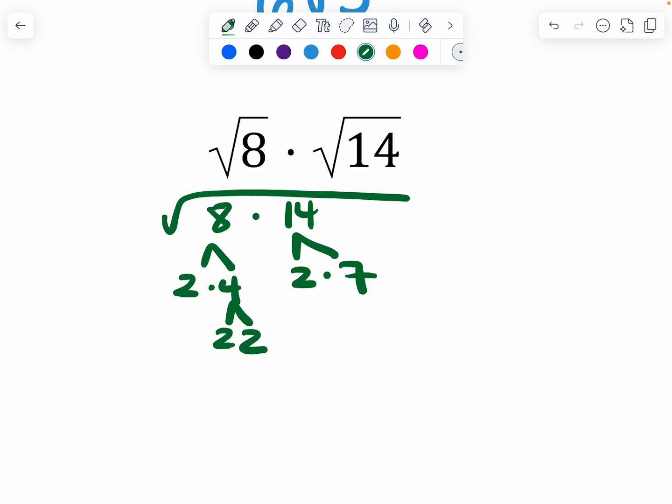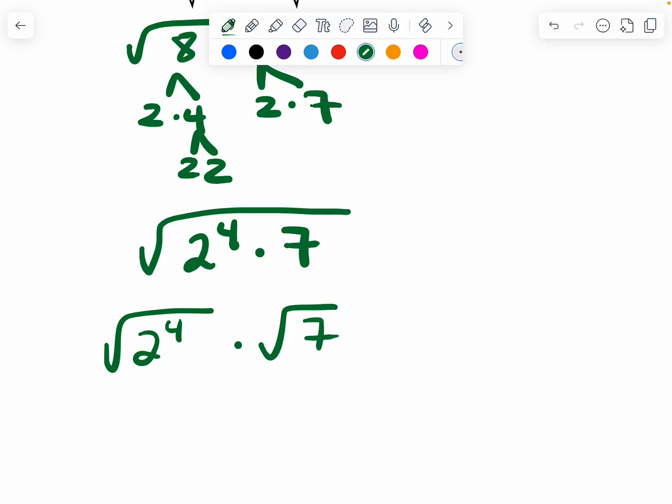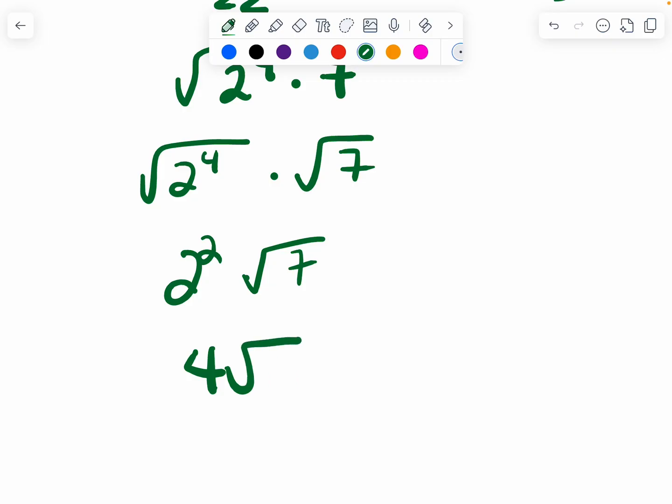So how many 2's do I have? I have 1, 2, 3, 4. I have 2 to the 4th power times 7. So the square root of 2 to the 4th times the square root of 7. Remember, in the last chapter, we learned that square root means half, right? So we're going to take half of that exponent, which is 2. So the answer to this is 4 radical 7.